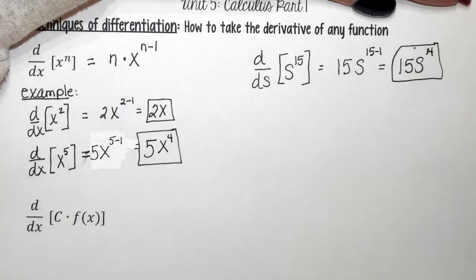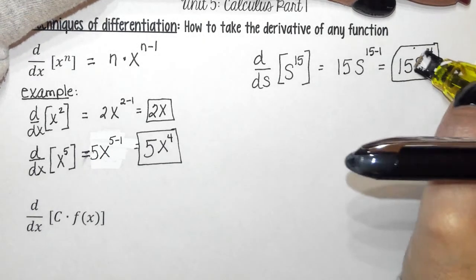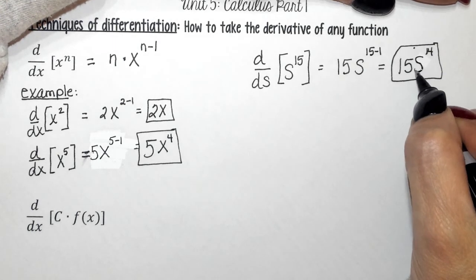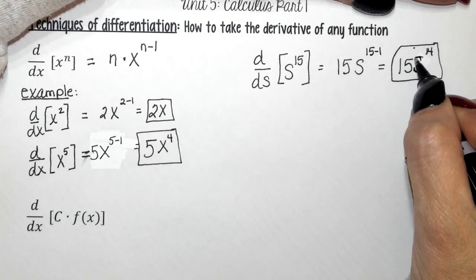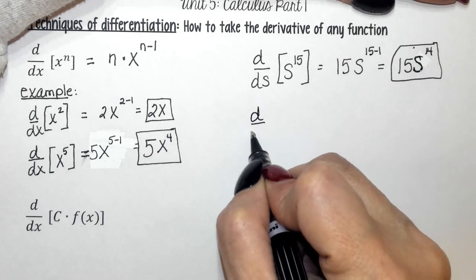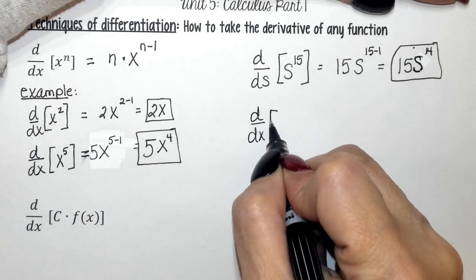Okay, oh, you know what? That kind of looks like 100, doesn't it? I guess s's and 5 shouldn't go together. Okay. Let's do another one.